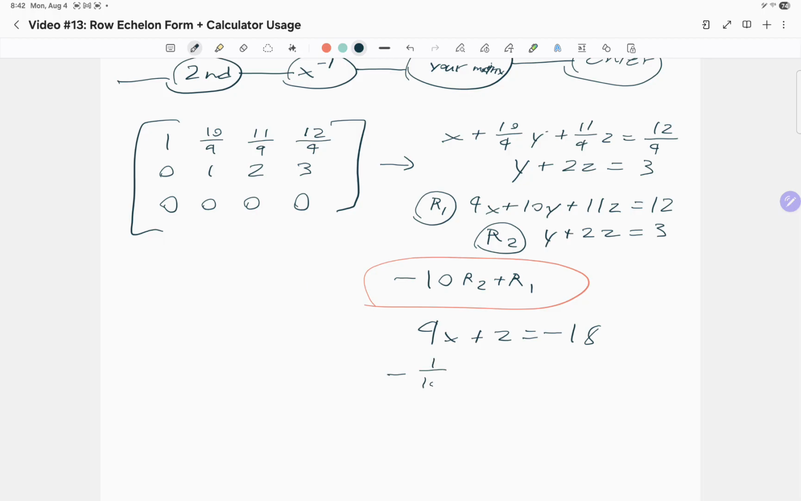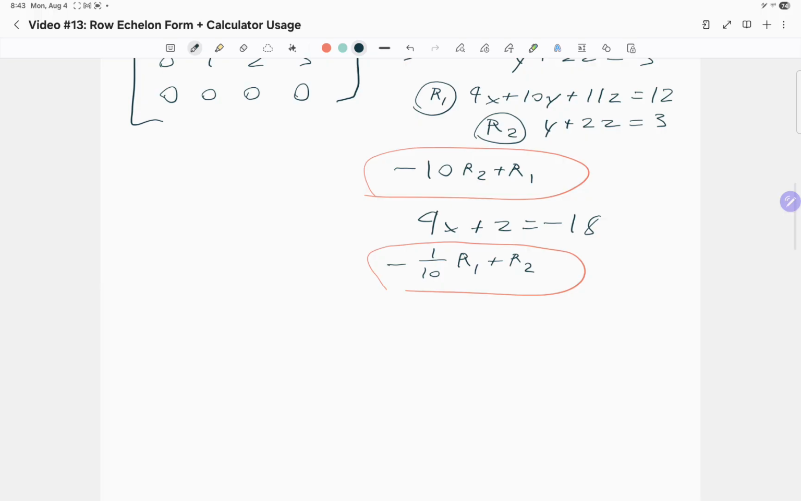Minus 1 over 10 row 1, plus row 2. Let me make sure this is what we want to be doing, and that does look right. Okay. Yes. Okay, let's continue. This is our second row operation. I told you we're only doing 3 today, so we're almost done already.